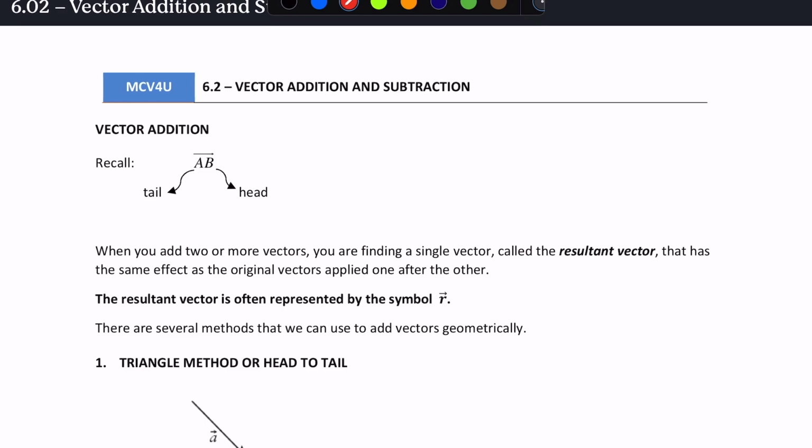Hey everyone, welcome back to another lesson in MCV4U. Today we'll be looking at vector addition and subtraction.